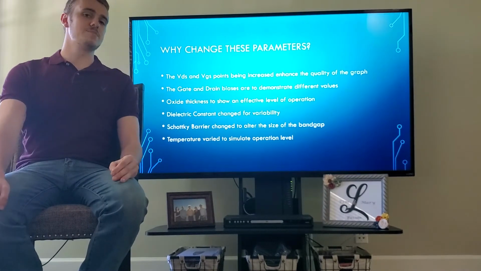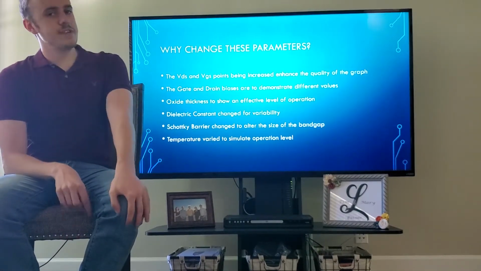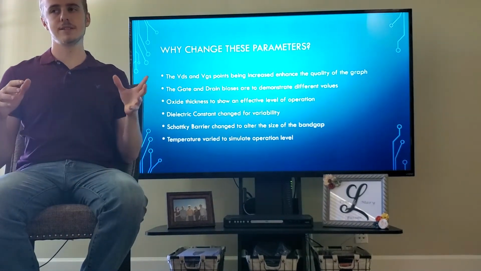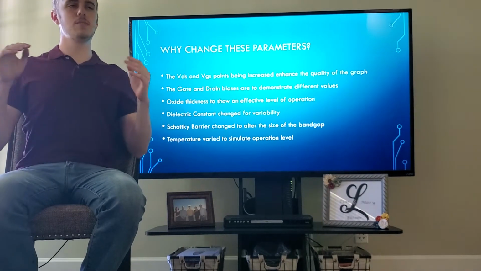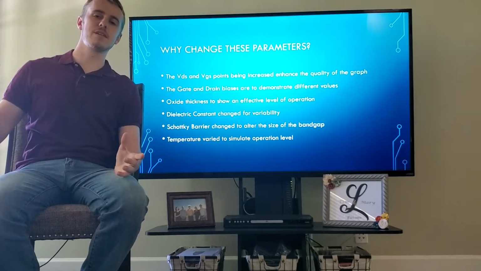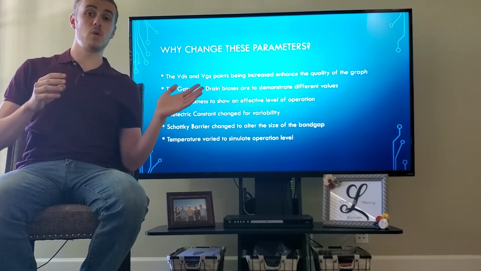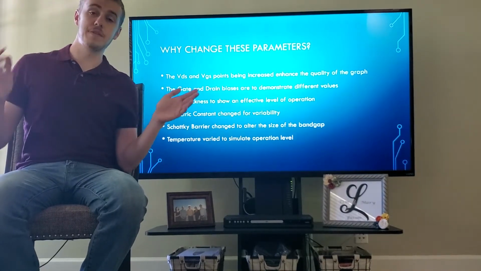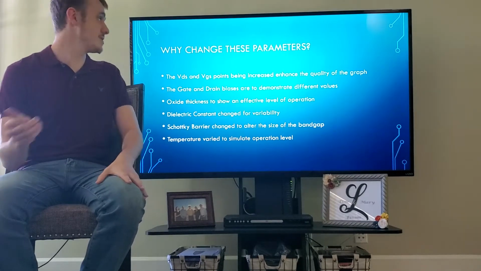So why change these parameters, and what happens when you do? Well, the VDS and VGS points are within the graph that we are going to create. The more points that you have within the graph, the better picture that you get. So you had the option between 1 point per graph or 50 points, and I just maxed both of those out at 50 so that we got the best picture possible.